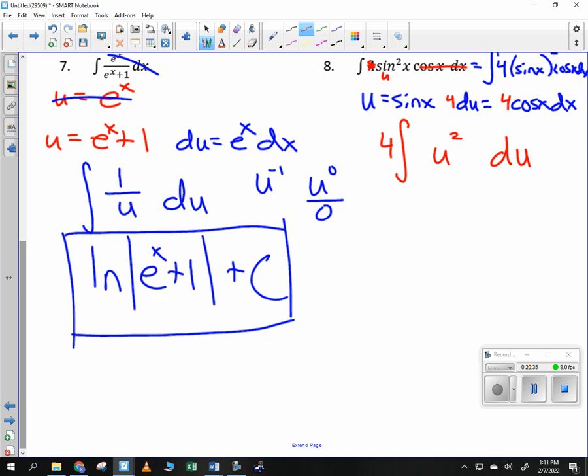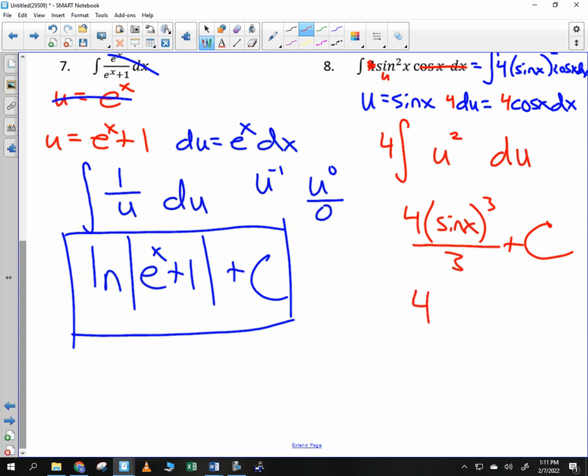What is the antiderivative of u squared? U to the third. And when you plug sine back in, you get that. More customarily, it would be written as 4 sine cubed of x over 3 plus c. Just helping you again once you can understand that those are the same. I would accept either form.